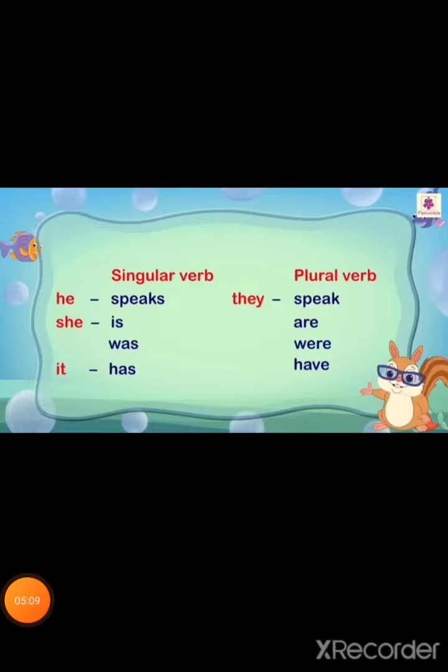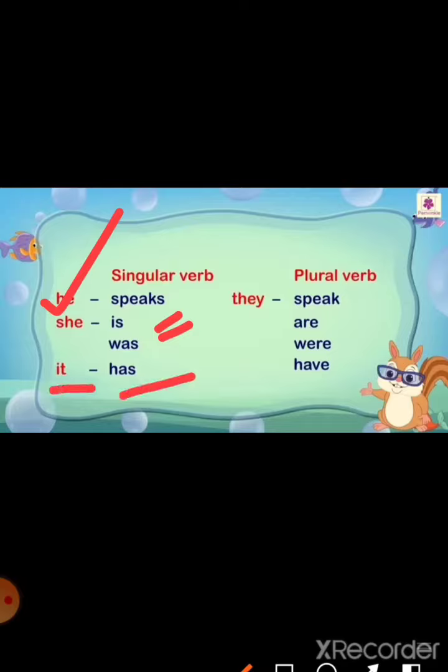Now let us discuss about some of the singular verbs and plural verbs. If he is written, then after that you have to write s. I told you he or she goes to school. So after he or she, you have to add s. After she, you have to write is or was. You cannot write am. After it, has. Okay. And the plural verb, after they, you cannot add s. Speaks, you cannot write speak. They are, they were, or they have.